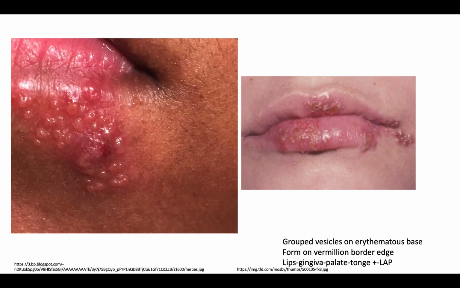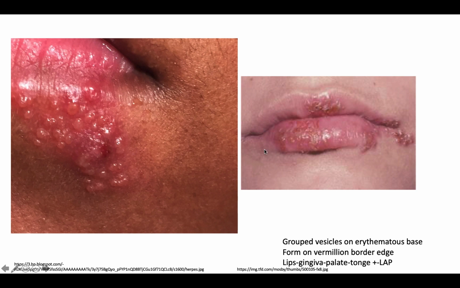Okay, so these are the vesicles that may happen. If you know, HSV1 is more common around the mouth, and HSV2 is more common around the genitals. So as an STD, both of them can be thought of as STDs. People usually get them through sexual contact. However, HSV2 is more dominant on the genitalia. HSV1 is more dominant on the mouth.